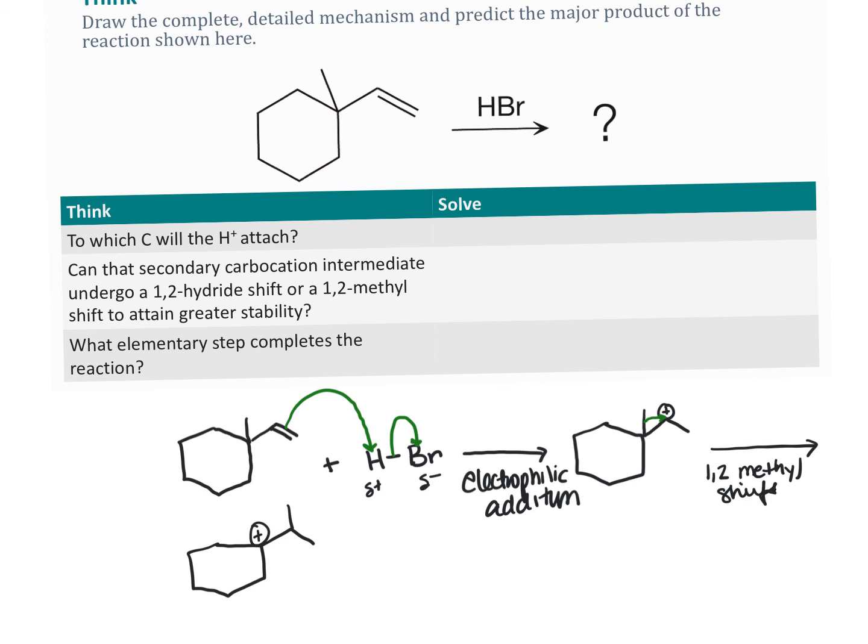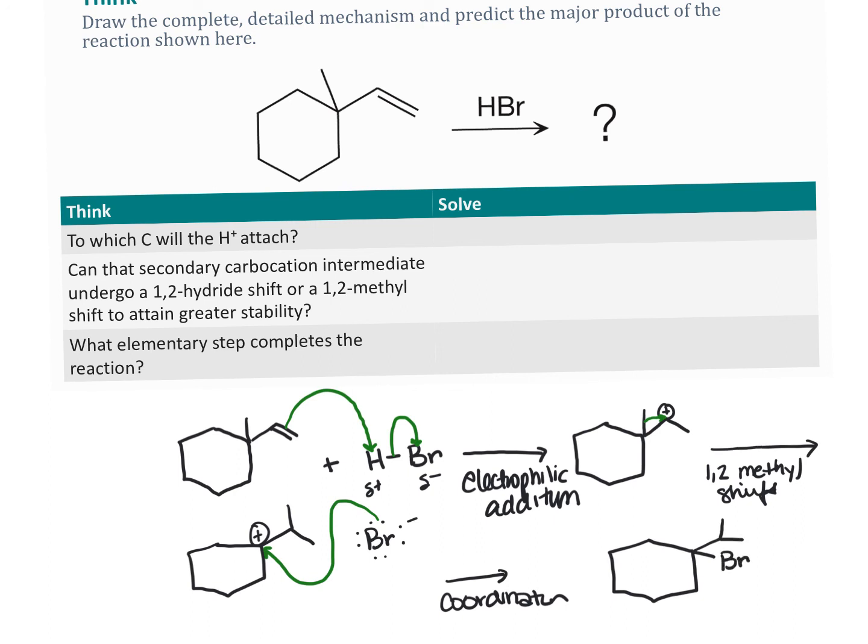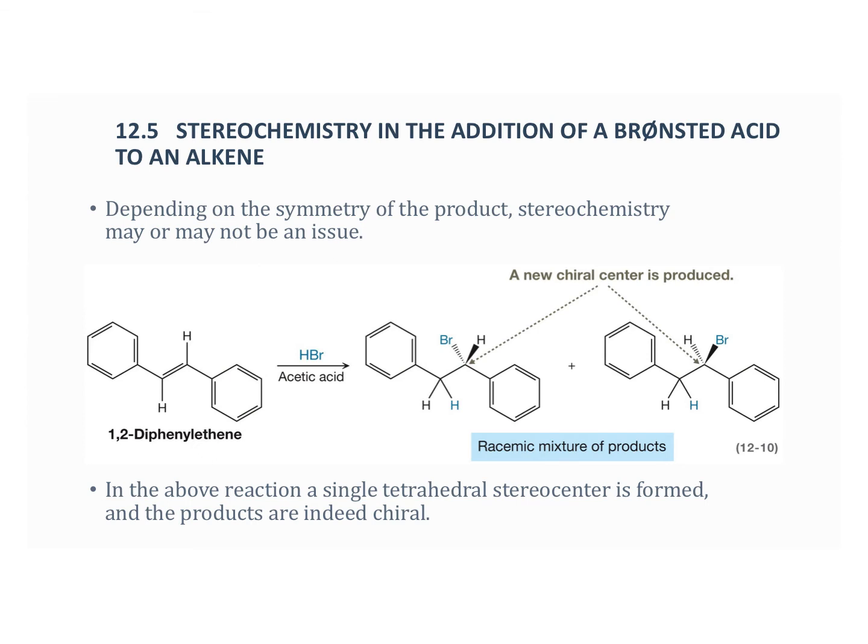Then what's going to happen is the coordination step. So we have bromine minus that's running around. Those electrons are going to come here. They're going to attack that carbon. They're going to form a new bond through a coordination step. And that's now our product. So we've solved this problem. We have predicted the major product here. Now, practice is going to be the best way to really master this, so make sure you practice it quite a bit.